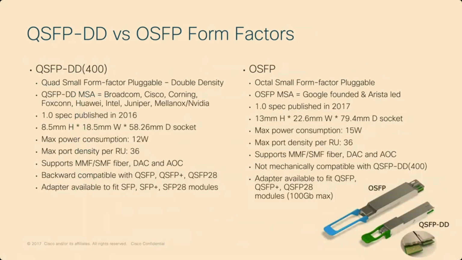So I talked about QSFP-DD, right? The double density form factor. We have adopted that at Cisco. That is the spec that we're going with for our 400 gig adapters and on into 800 gig. There is another form factor out there called OSFP, or Octal Small Form Factor Pluggable. And you're going to find this in Arista and some other vendor switches.